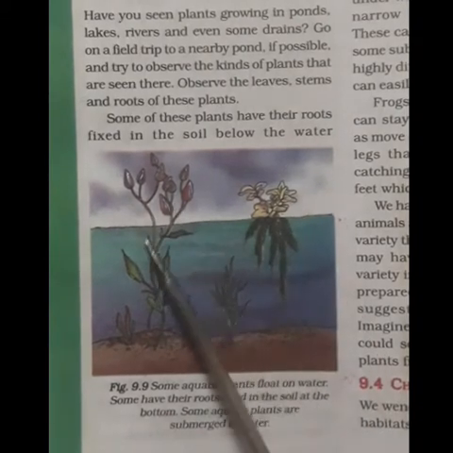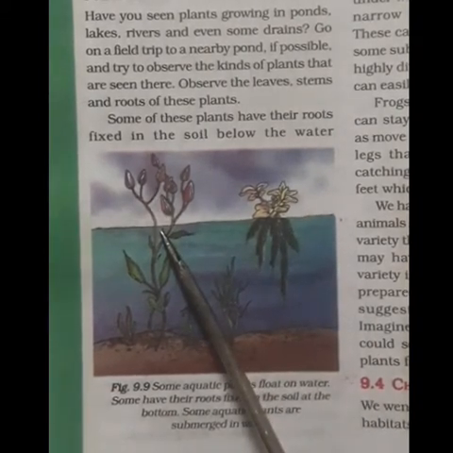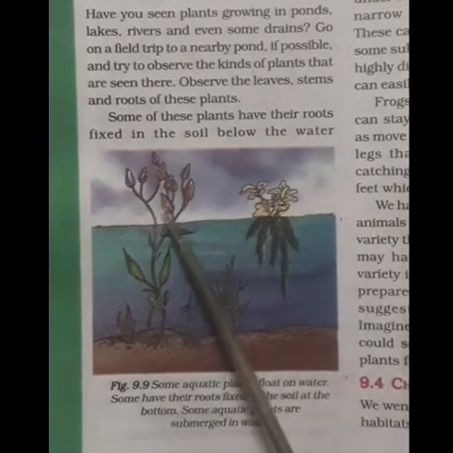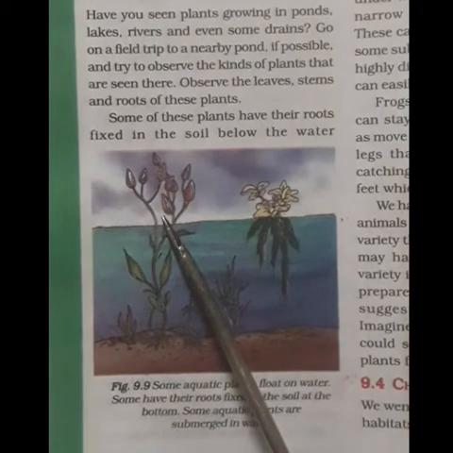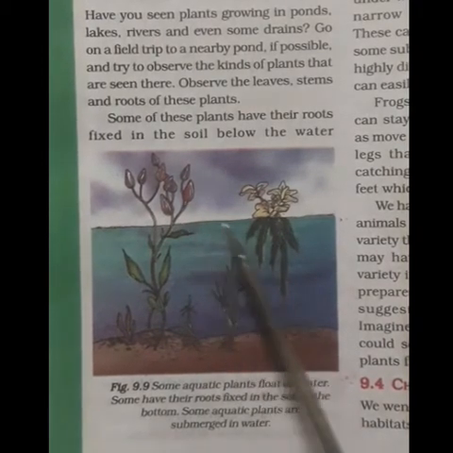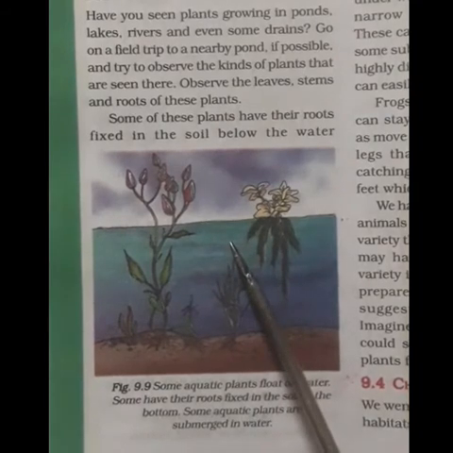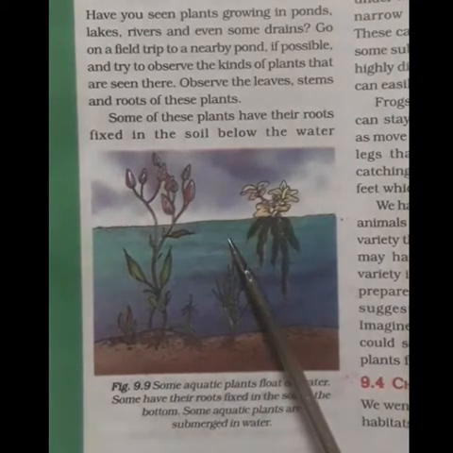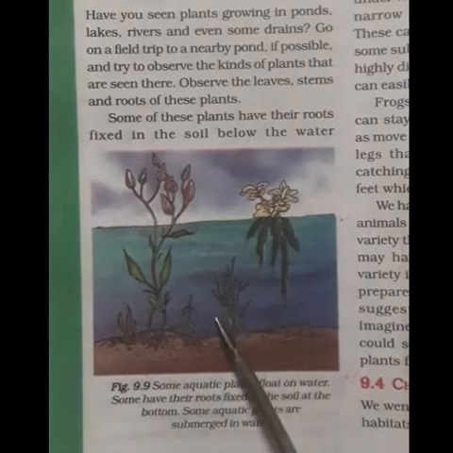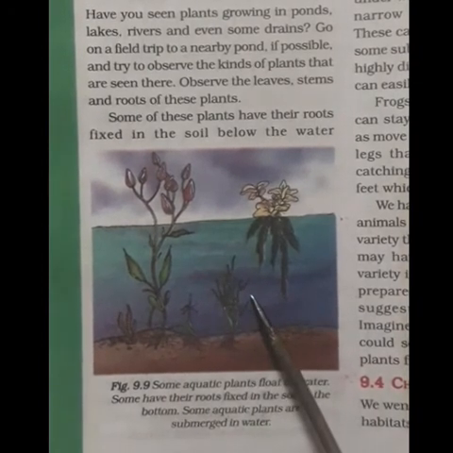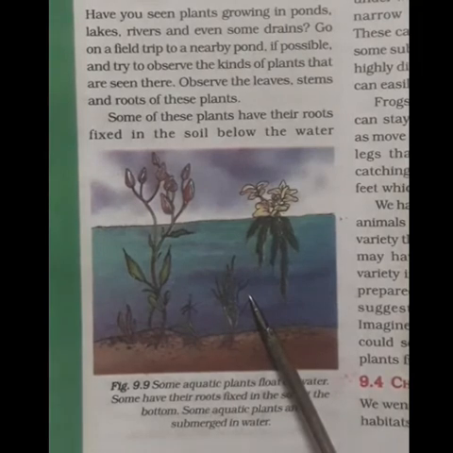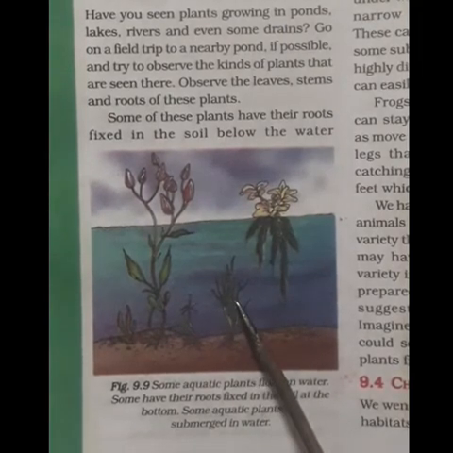The stems of these plants are long and hollow and they are very light also. The stems grow up to the surface of water and the leaves and the flowers float on the surface of water. Some aquatic plants are submerged. Can you see the submerged plants which are found inside the water? All parts of such plants are underwater.